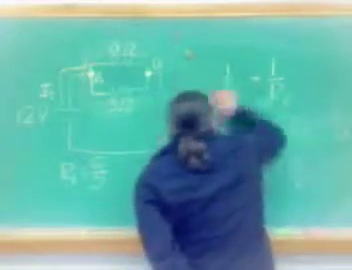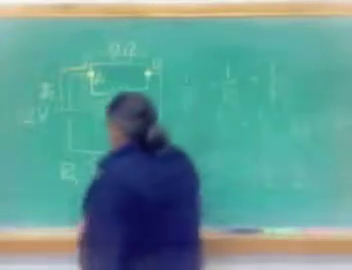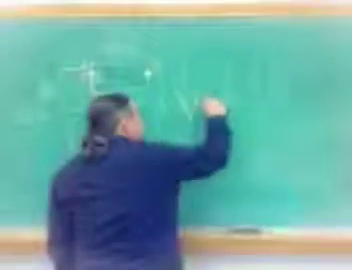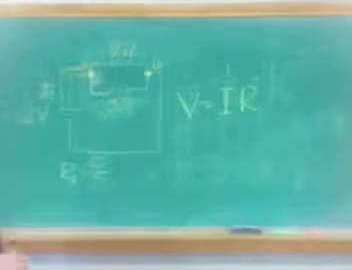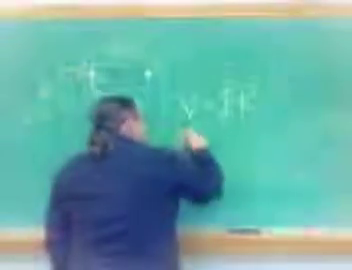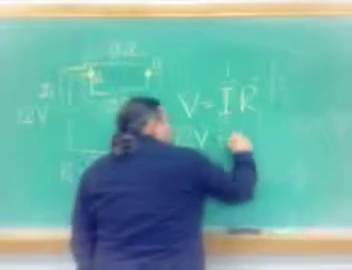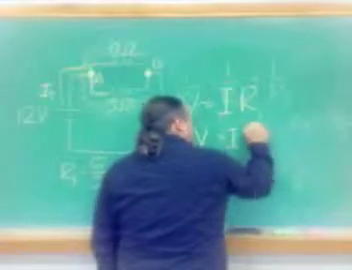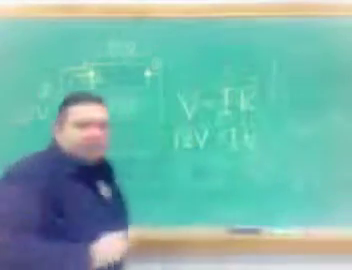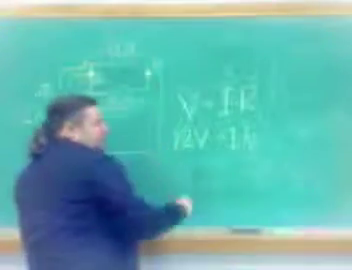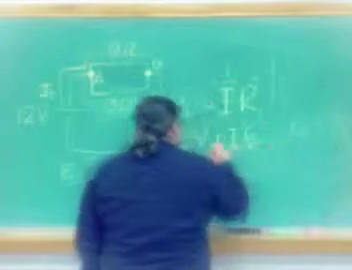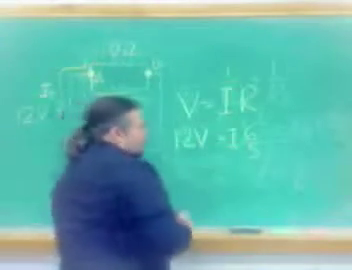From there, I can calculate the total current by using Ohm's law. Okay? So Ohm's law says V is equal to IR. Well, I already know what V is. I already know what R is. So I have 12 volts is equal to I times 6/5. Okay? Move this over to the other side by multiplying it by 5 over 6.